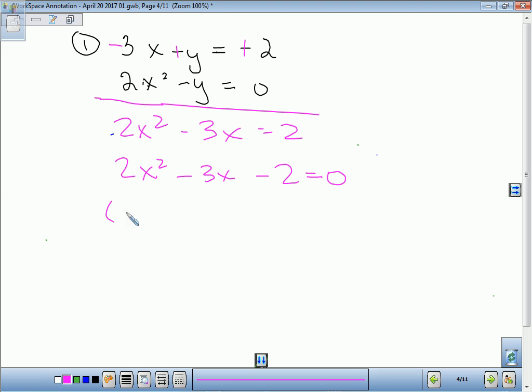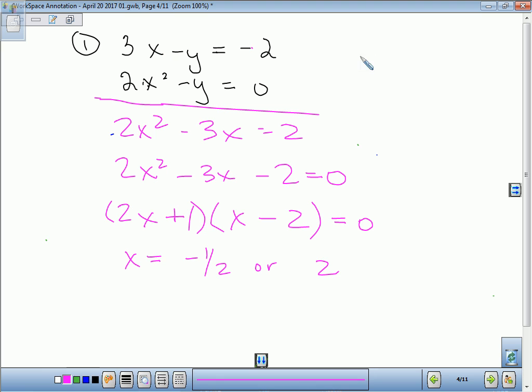All right, so 2x and x, and 2 and 1, and negative and positive. Okay, so either x equals negative 1/2 or x equals 2. Now when we do these, we're going to plug them back into our equation of least degree. So right here I've got a quadratic and a linear, so it'll get plugged into the linear. That's correct.